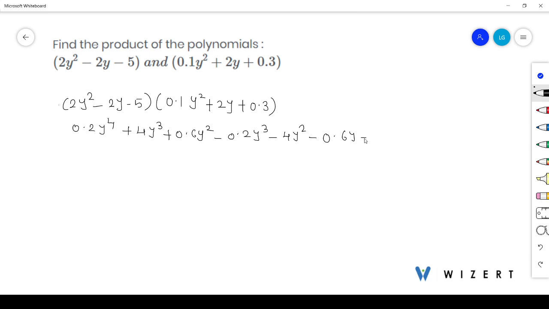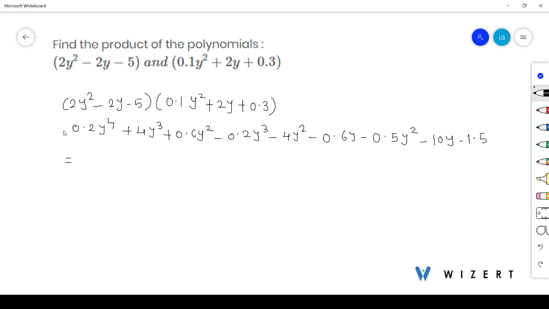So minus 5 into 0.1y square will be minus 0.5y square, minus 5 into 2 is 10y, minus 0.3 into 5 is 1.5.